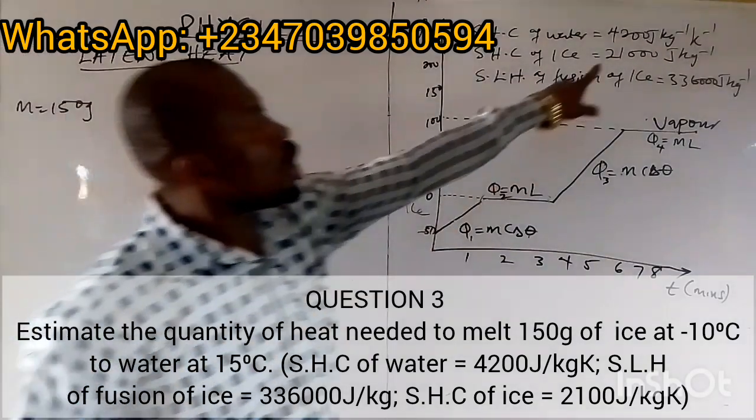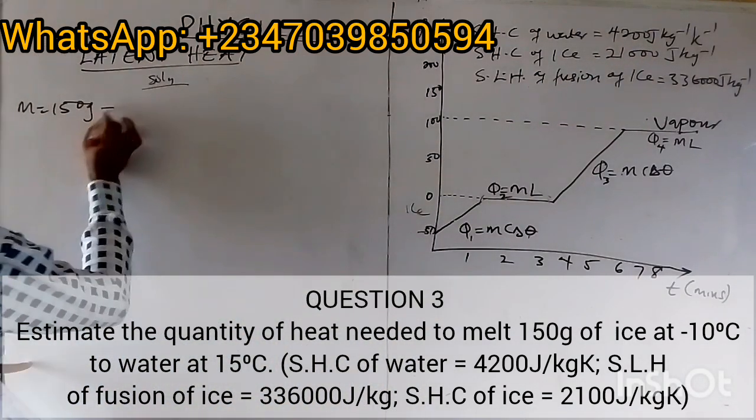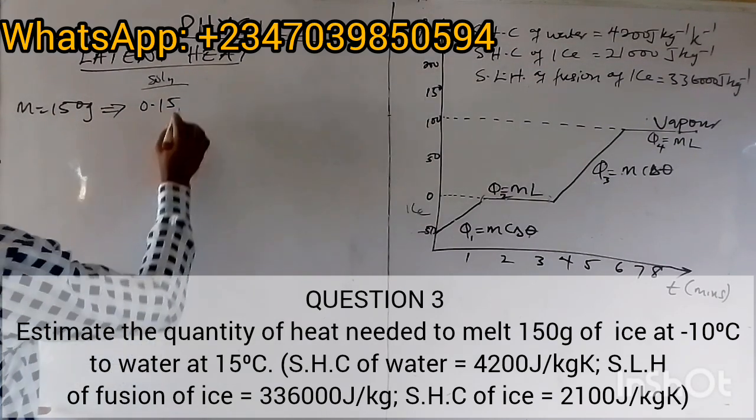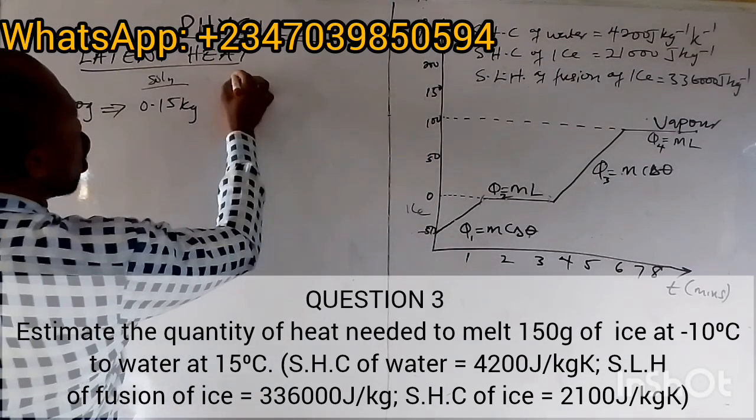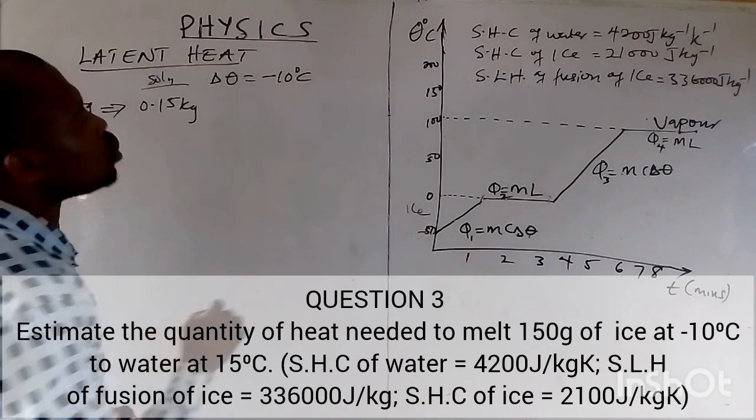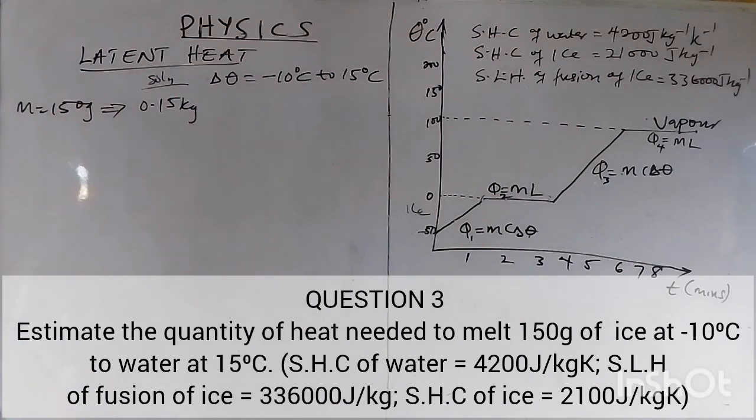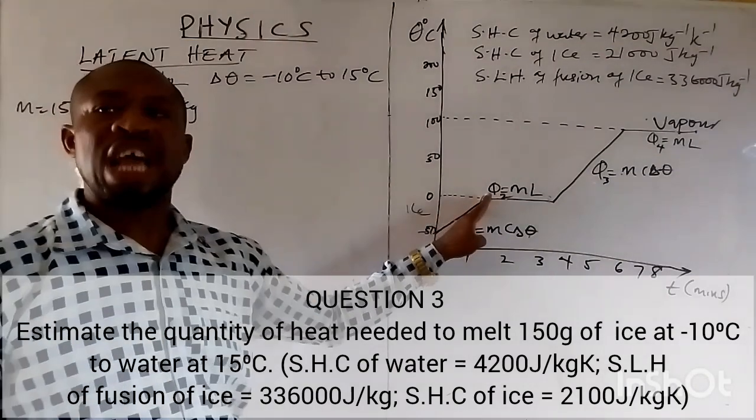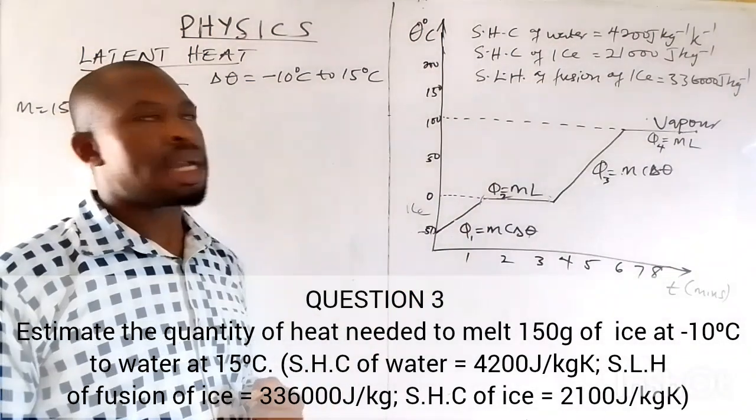Now, the mass given here is 150 grams. And of course, these ones are in kg. Because they are in kg, we now have to convert this. If we convert this one, it will give us 0.15 kg. That is the mass. Now, remember that the temperature change is from minus 10 degrees Celsius to 15 degrees Celsius. The same process we took in the former question, in example 2, we will still take the same process here.